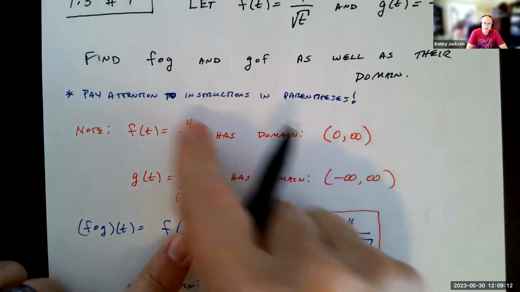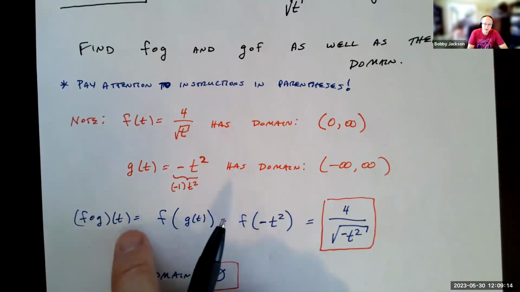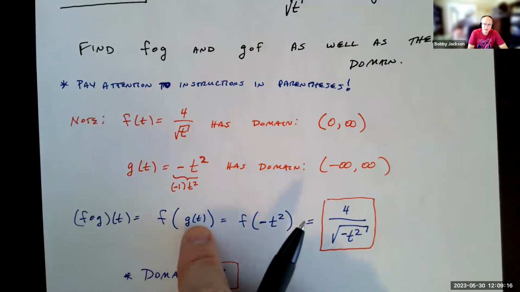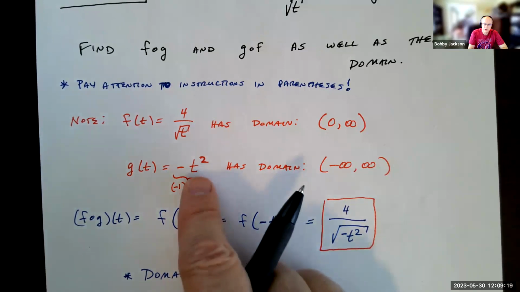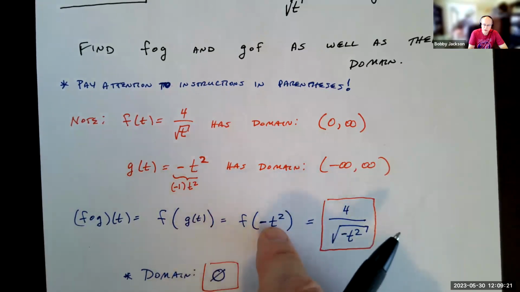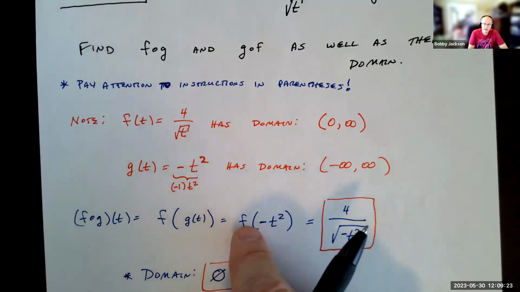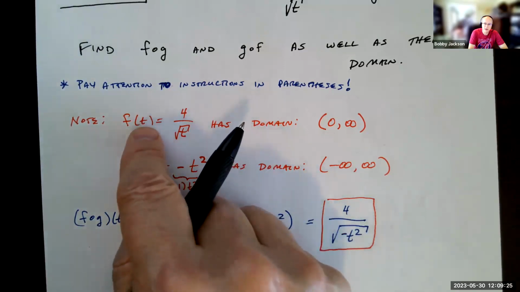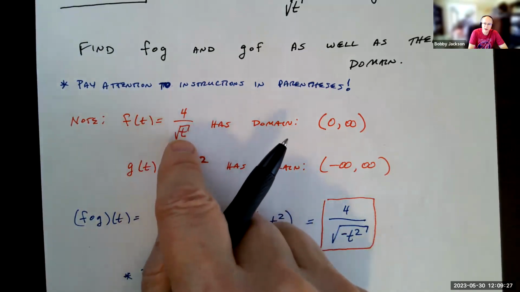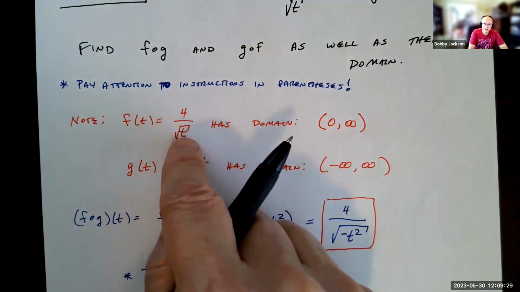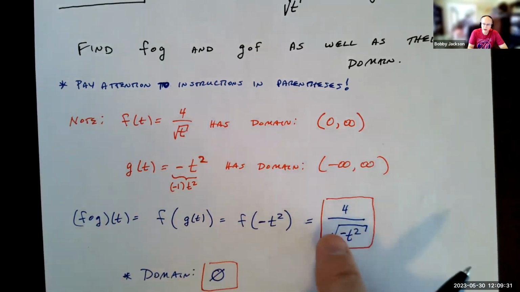Okay, so let's look at f circle g first. F circle g of t is f of g of t. So g of t, if you remember, is negative t squared. And then I'm plugging that into the function f. So whatever I plug into the function f, I take 4 and I divide it by the square root of that input. So I've got 4 divided by the square root of what's the input? Negative t squared.